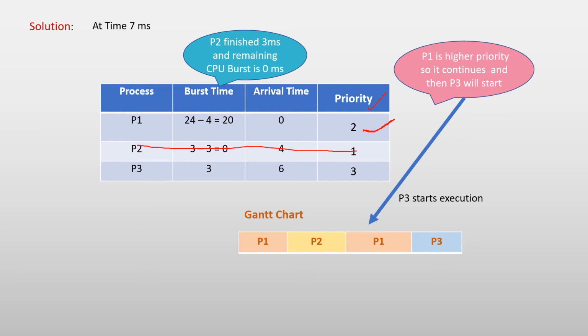And that will be continued by P3. So here, P3 will follow P1's execution. P1 started at time 0. It went on to 4 milliseconds. Then P2 executed till 7 milliseconds. P1 again continued after P2 because it had a higher priority than P3. And lastly, P3 gets executed for the remaining 3 milliseconds.